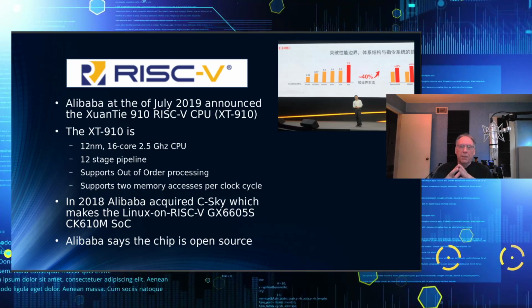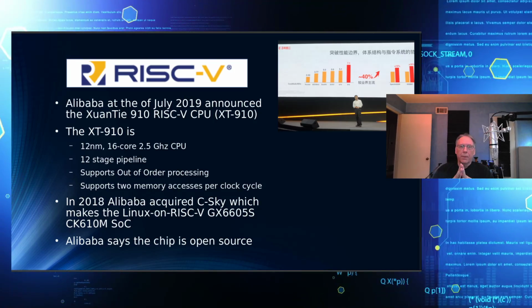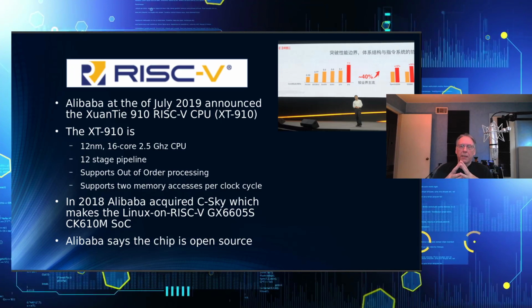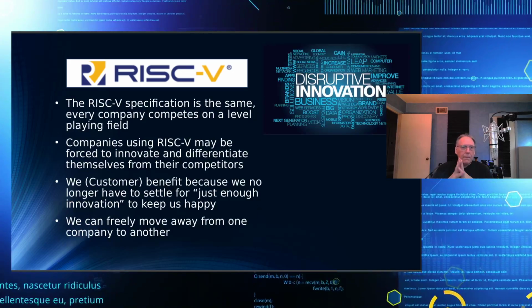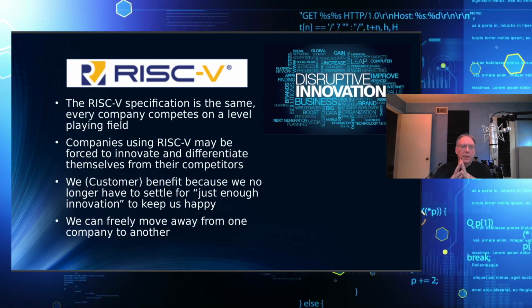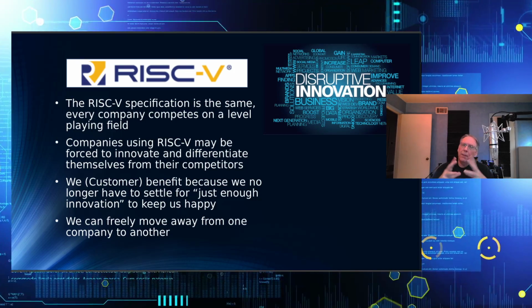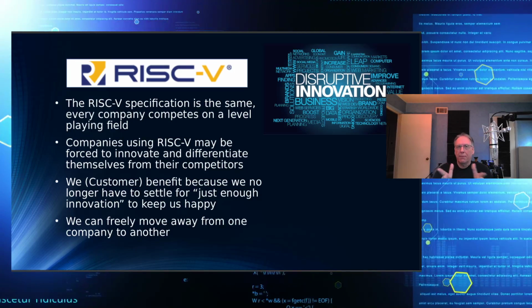They've also published some benchmarking scores, and as of the end of July, they were way ahead in the performance areas in the RISC field, including ARM. They were way ahead. So the RISC-V specification is the same. Every company competes on the same level. Companies that use RISC-V may be forced to innovate simply by differentiating themselves.